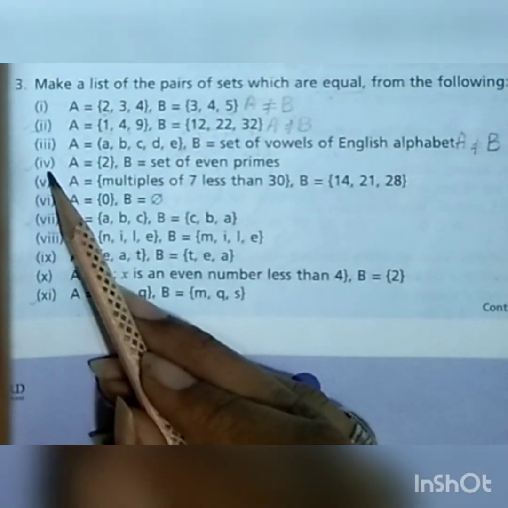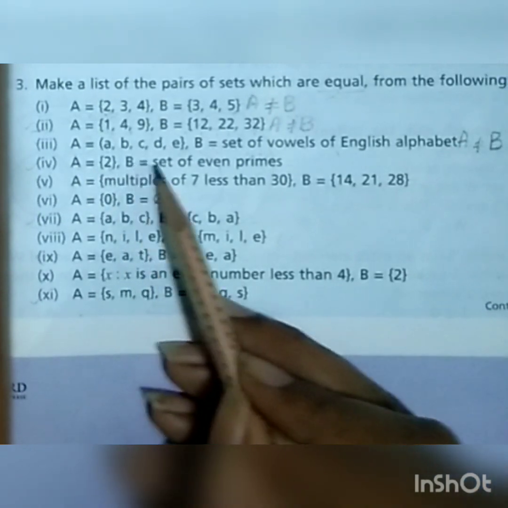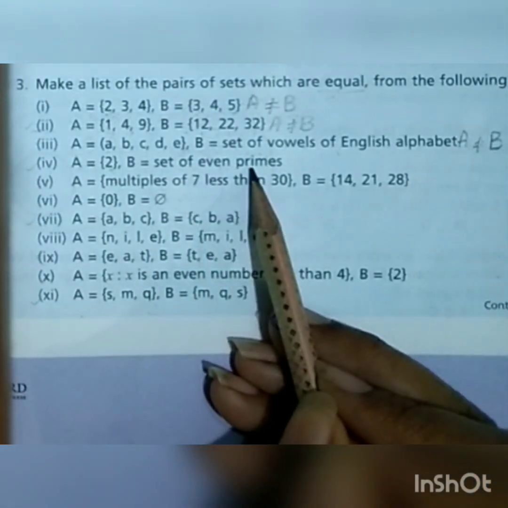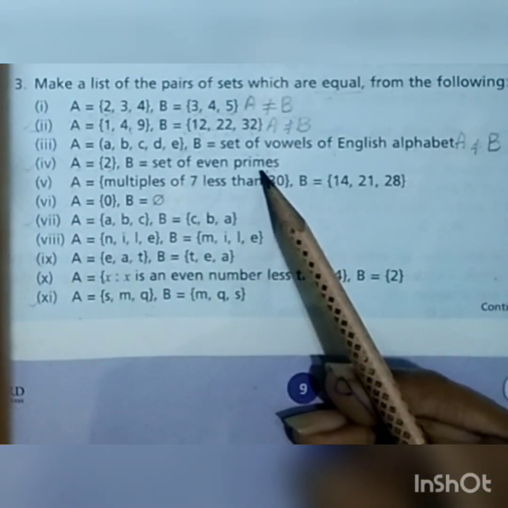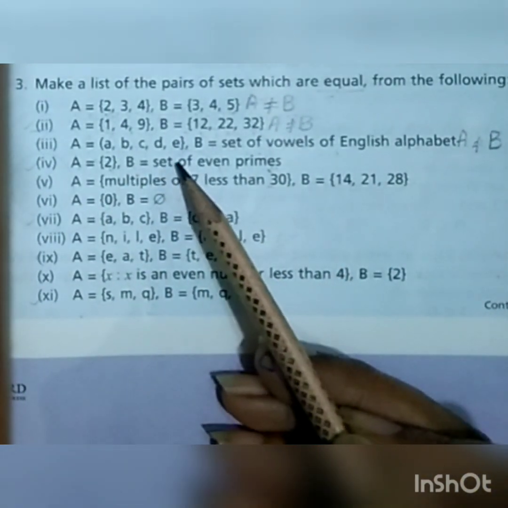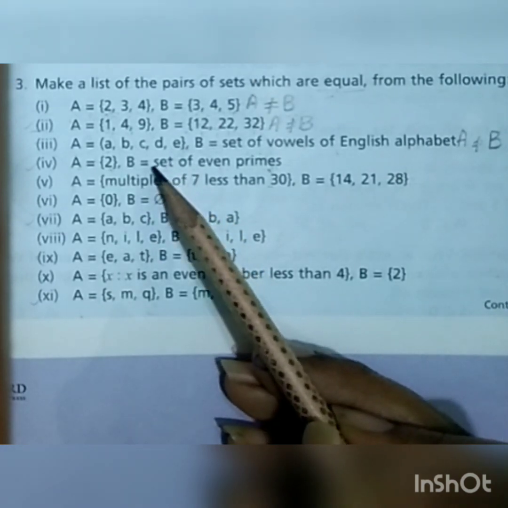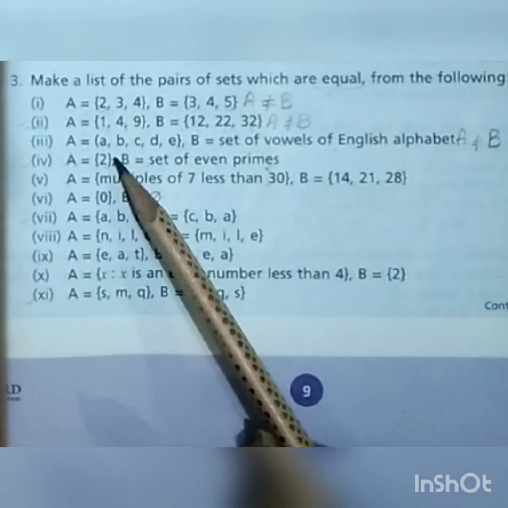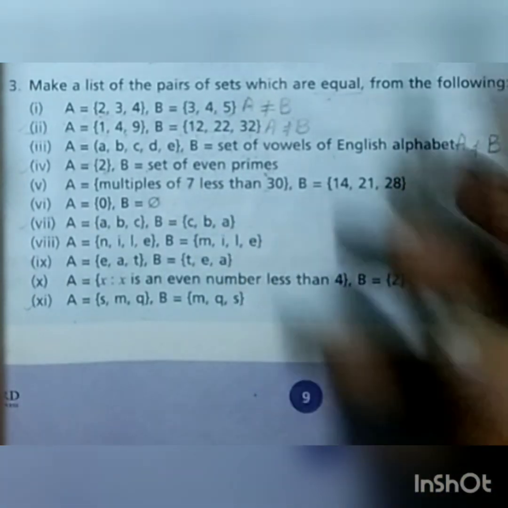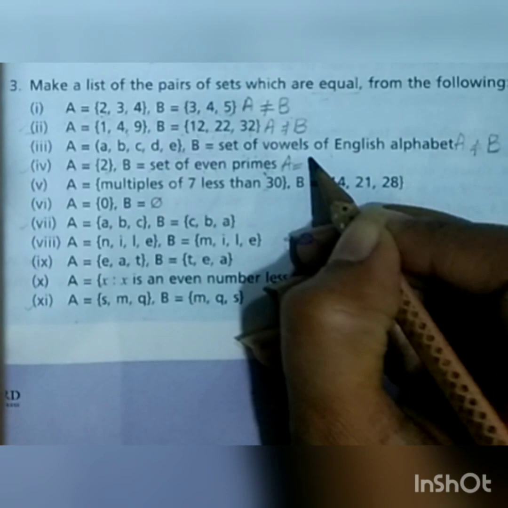Let's move towards the part number 4, which is A = {2}, B is equal to the set of even primes. Student, set of even primes is just 2. So in both sets the number of elements are 1 and the number of elements is same. Elements are also same. So I can write here A is equal to the set B.